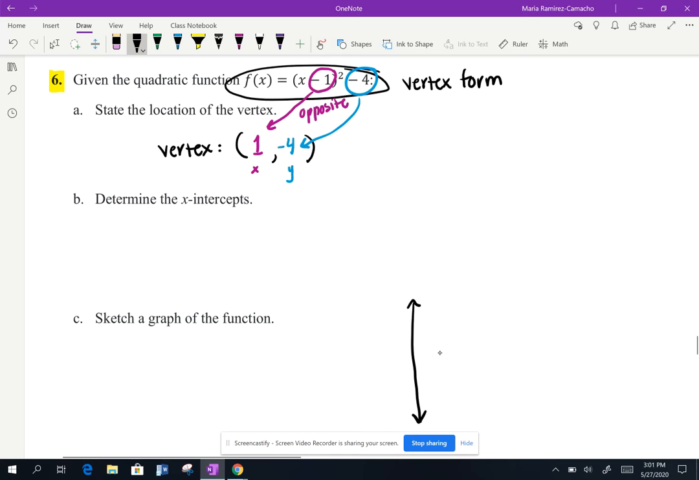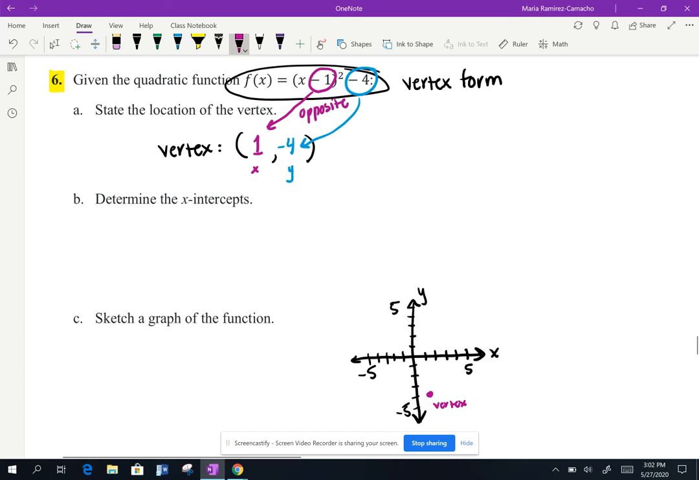a sketch of my parabola, let's scale this really quickly. My vertex would be at -1, 4. Sorry, I said that wrong. (1, -4). (1, -4). So here.